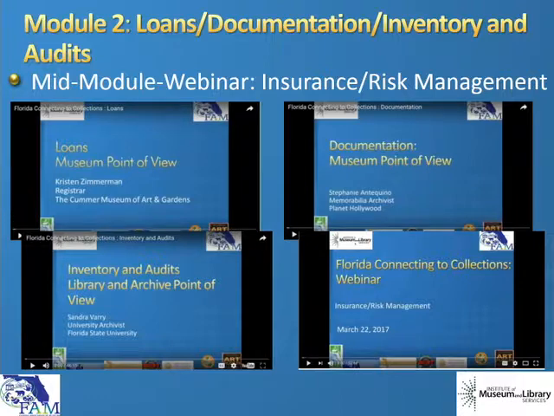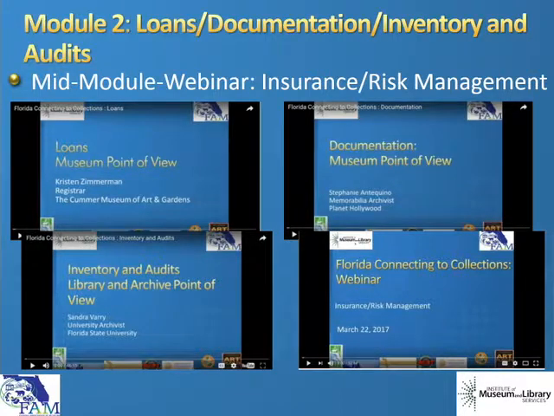But it also opened the discussion to how a lot of libraries are starting to do exhibitions and exhibits, and they have to fill out what we consider pretty standard museum loan paperwork. So I think it was a pretty good introduction on how our different institutions handle loans.